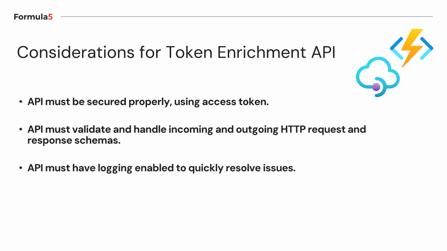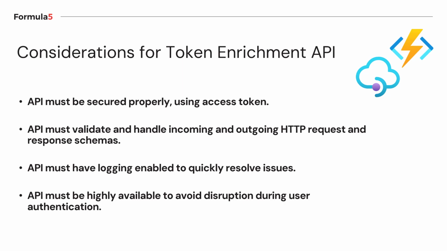An API must have logging enabled to quickly resolve issues. That's super crucial because every time we depend on an external system, it's good to also understand what's going on on this external system side. So if we have an issue with user authentication and there is some information displayed like "we cannot sign you in right now," probably there is something going on with this communication to the token enrichment API. So that's why logging is crucial here.